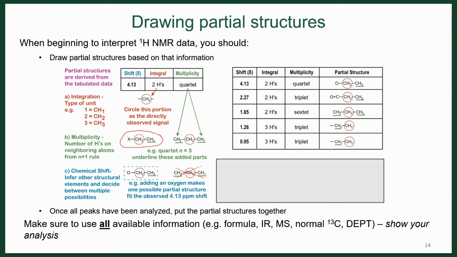Okay? It's a good rule of thumb to underline the coupling partners and circle the portions of the molecule that we're looking at. If we keep this convention, it'll allow you to make sure that we're keeping all of these things fairly straightforward. So in this analysis, we're beginning to see partial structures that we can overlap to create a larger structure.